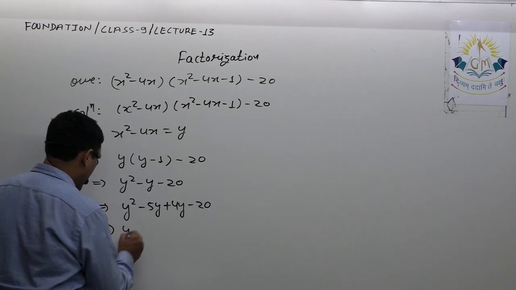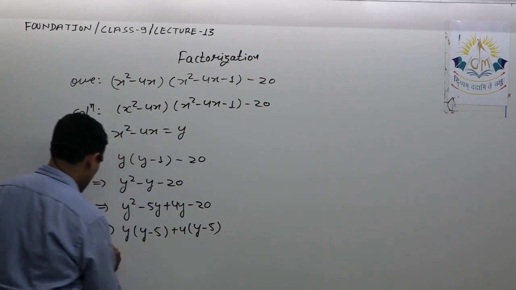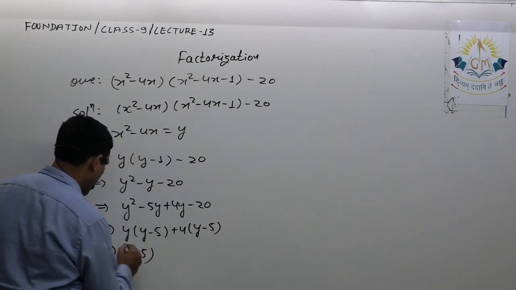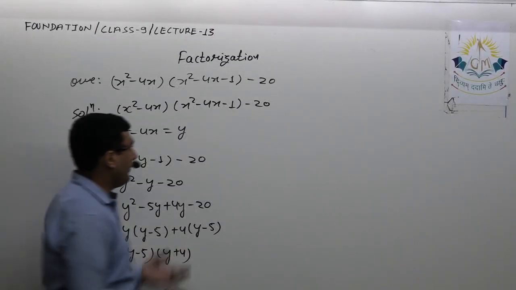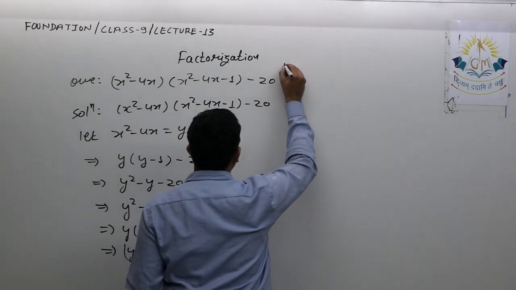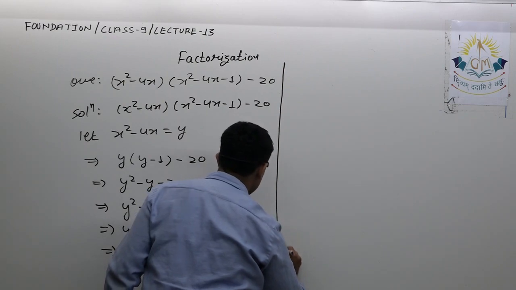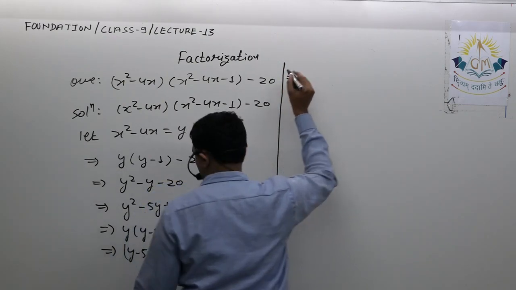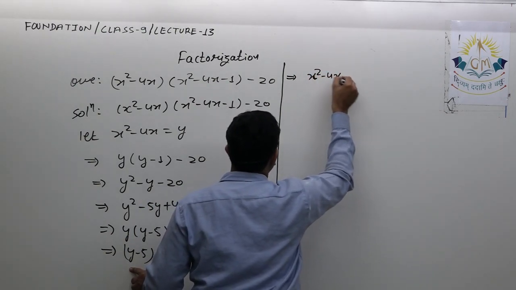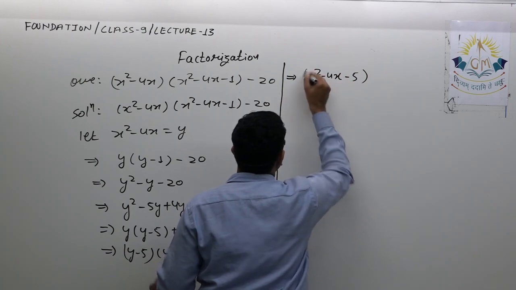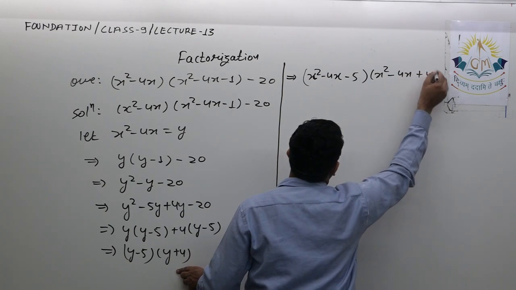Okay, so here I can take y common, so y minus 5. I can take 4 common, so y minus 5. So further here I can write y minus 5, y plus 4. Now definitely this is not the expression in y, here the expression we have is in x. So now if I put the value of y over here, this will further become x square minus 4x minus 5 and x square minus 4x plus 4.